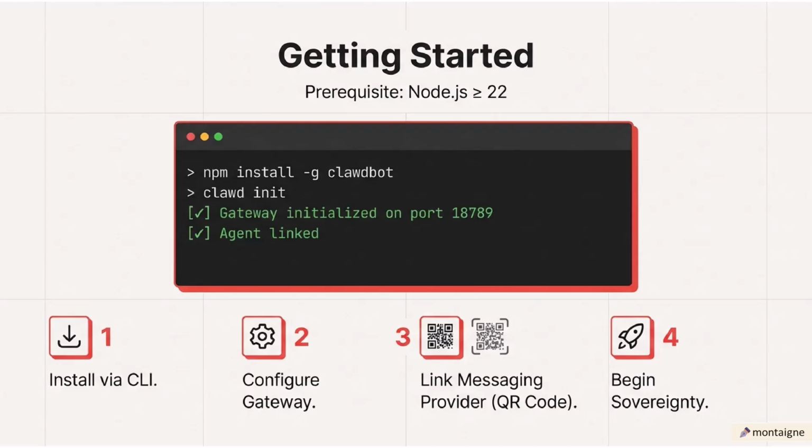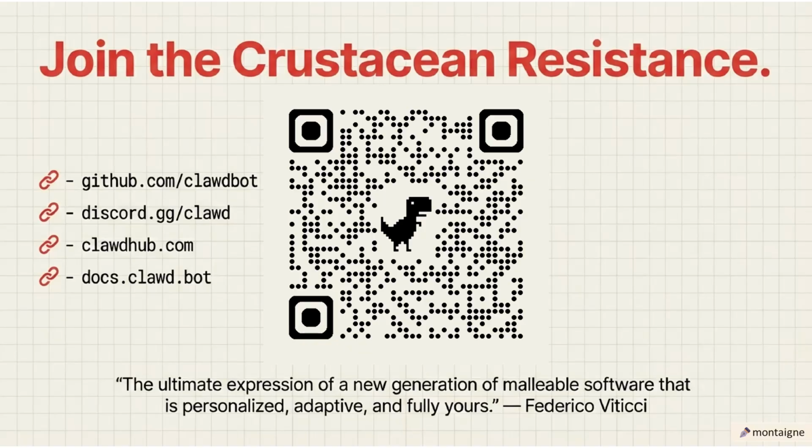Now that the daemon is running, let's look at the bleeding edge capabilities you can unlock just by clicking on this QR code. Well, this is your gateway. It links directly to the GitHub repo, the documentation, and the Discord, where thousands of developers are already hacking at it. So, as Federico Viticci perfectly puts it, this is the ultimate expression of malleable software. It's adaptive, personalized, and most importantly, it's fully yours. So, ready to join the crustacean resistance?